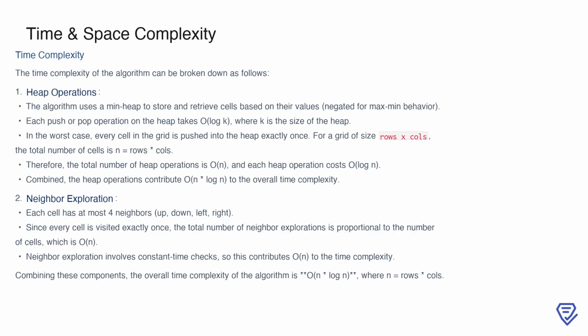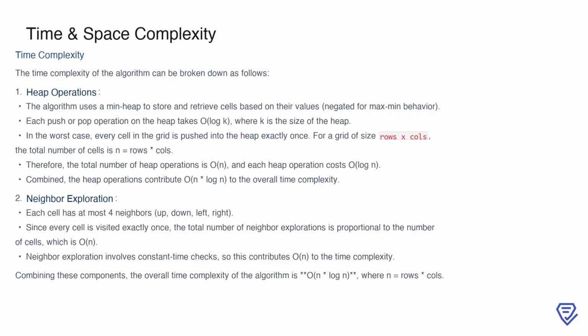The algorithm uses a min heap to store and retrieve cells based on their values, which are negated to simulate max-min behavior. Each push or pop operation on the heap takes O(log k), where k is the current size of the heap. In the worst case, every single cell in the grid is pushed into the heap exactly once. For a grid of size rows x cols, the total number of cells is n, which equals rows multiplied by cols. This means there are O(n) heap operations overall, and since each operation costs O(log n), the total contribution of heap operations to the time complexity is O(n * log n).